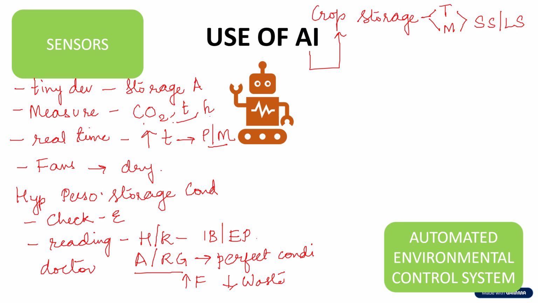So it's like a doctor for a single apple or rice grain. Coming to the automated environmental control system. What is it? This system uses the data from the sensors, which it has already calculated.